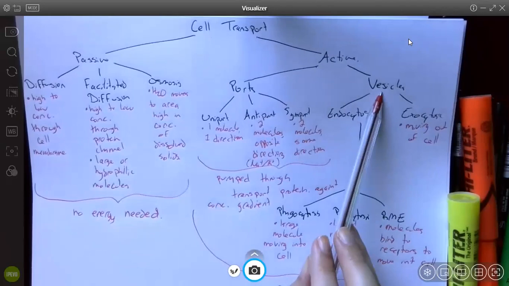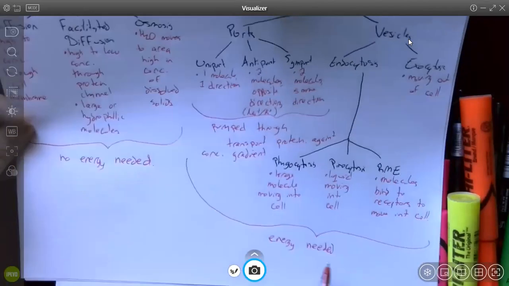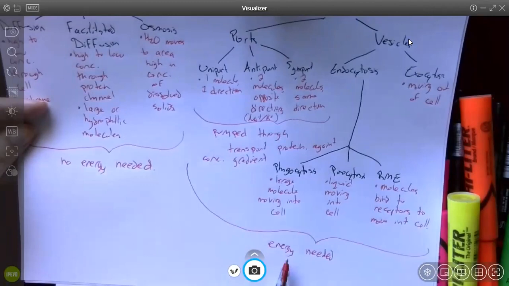Then we have the vesicle transport, which is also active, also requiring energy. Exocytosis is when things are moving out of the cell. Endocytosis is when they are moving into the cell. That could be either phagocytosis, which moves large molecules into the cell, pinocytosis, which is liquid moving into the cell, and then receptor-mediated endocytosis, which is when molecules will bind to receptors in order to move into the cell. All of these ports and vesicle types of transport require energy.